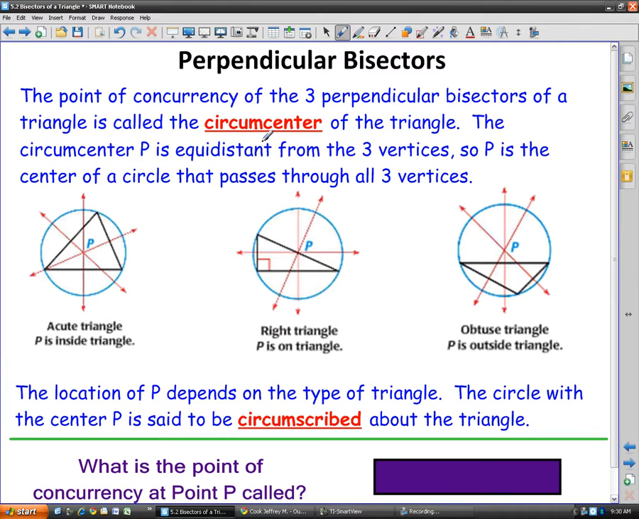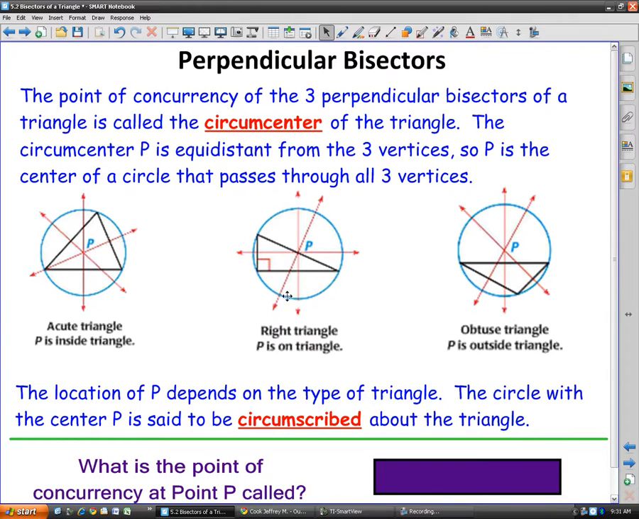Okay, then we have a whole bunch of other things that deal with perpendicular bisectors. This is basically saying the point of concurrency of the three perpendicular bisectors of a triangle is called the circumcenter. So this is the center, and this point is equidistant to each vertex. If you were to draw that radius, it's a radius of a circle that touches each corner equally. So this point P in all of these is the circumcenter of the triangle and of the circle that is circumscribed around it. Circumscribed means the circle is outside the triangle.